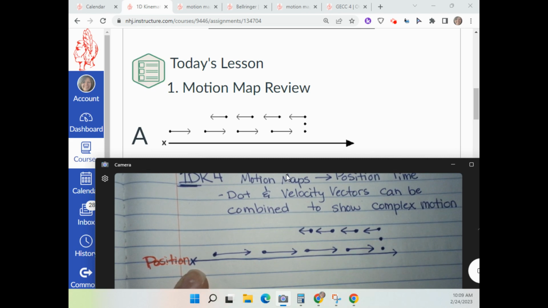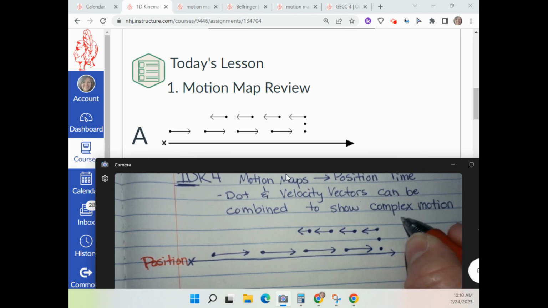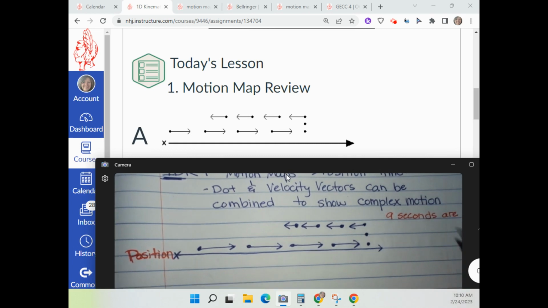All right, so some questions that you might be asked. How many seconds did this occur? We have 0, 1, 2, 3, 4, 5, 6, 7, 8, 9 seconds. So this occurred over the course of 9 seconds. So 9 seconds are shown here. You don't have to write the "are shown" part if you don't want to.